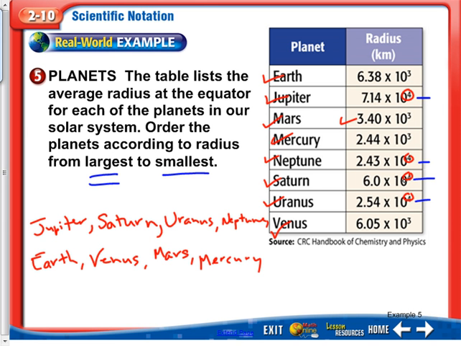All right, that's our last example for today's lesson. Scientific notation is great for writing really big or really small numbers.